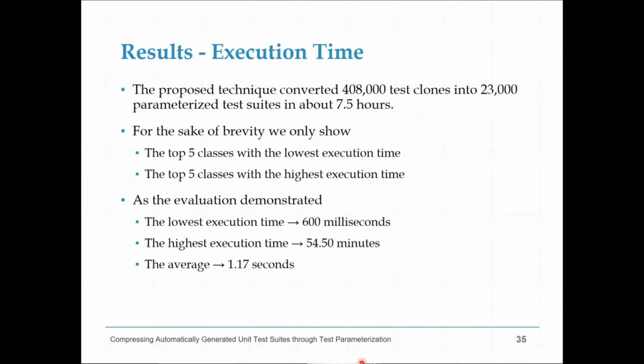Also, the proposed technique converted 408,000 test clones into 23,000 parameterized test suites in about 7.5 hours. And for the sake of brevity, we only show the top 5 classes with the lowest and the highest execution time in the next slides. As the evaluation demonstrated, the lowest execution time was 600 milliseconds, the highest execution time was 54.50 minutes, and the average was 1.17 seconds.